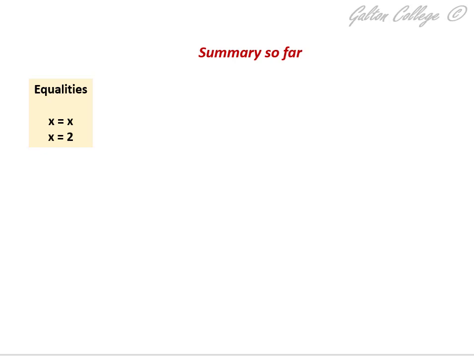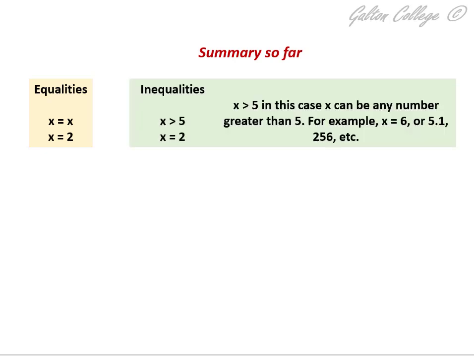If it's equal to itself, that's true for any value. So x equals x, that could be 50 equals 50. But x equals 2 is a unique value. We also have inequalities. X is greater than 5. Again, x can be any number greater than 5. For example, x could be 6, or 5.1, or 256, or it can be any number. So x is greater than 5.